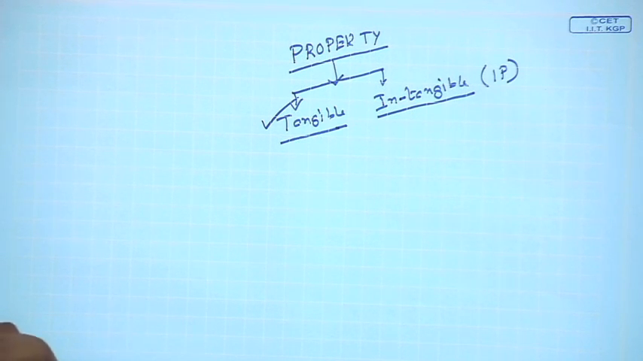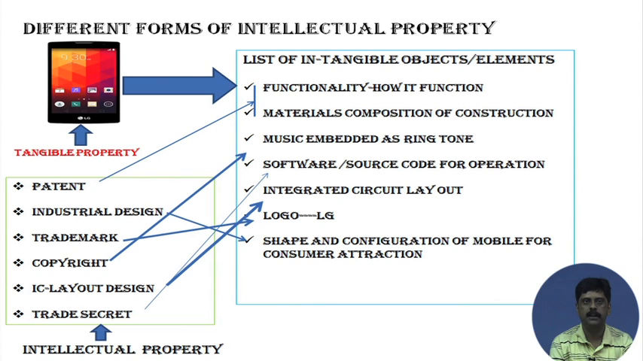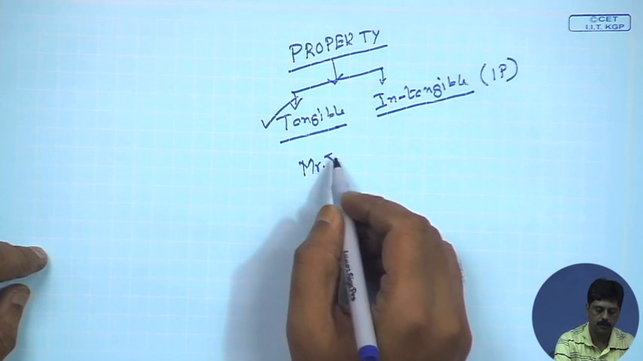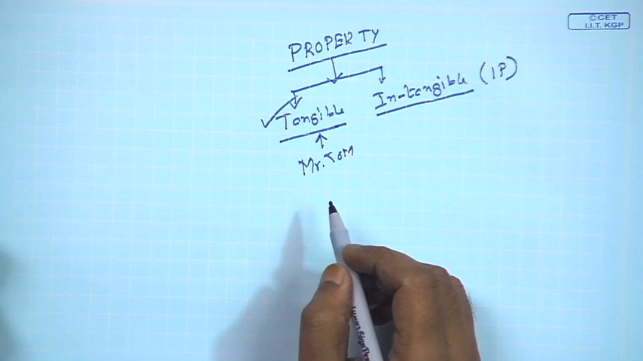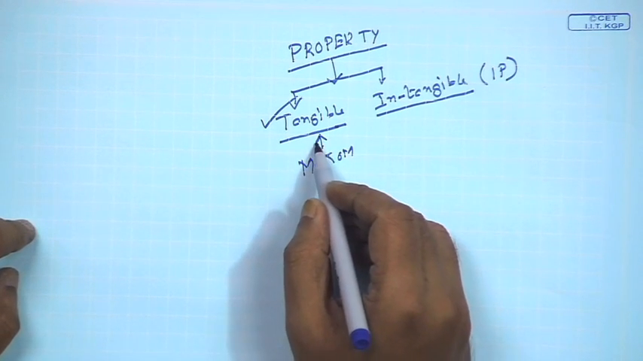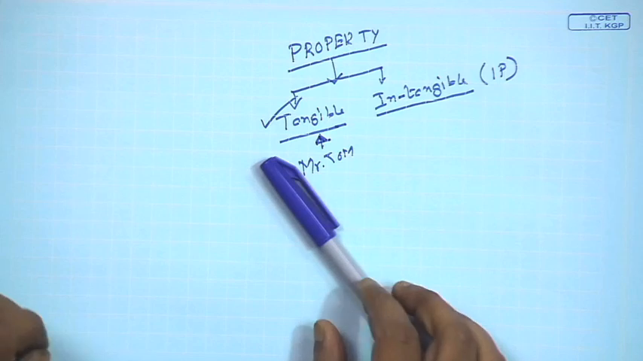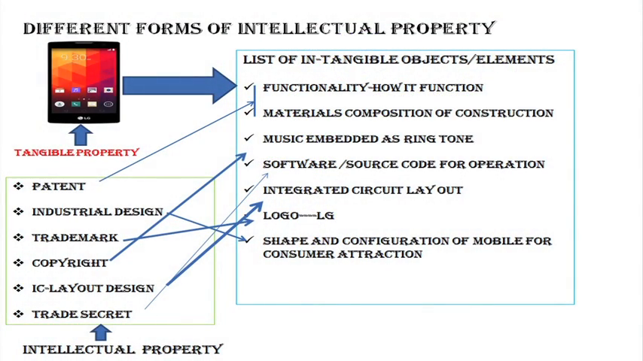Tangible property of whom? Who is in possession of that mobile? I may consider that he is the owner of that. I told you that ownership may come by virtue of title or by virtue of possession. So by virtue of possession, he is the owner of that tangible thing. Let's consider Mr. Tom, whom I referred to in the first class. Mr. Tom is possessing that mobile, so Mr. Tom is now the owner of that tangible object. Mr. Tom does not know that in that mobile, different types of intangible objects or elements are embedded.